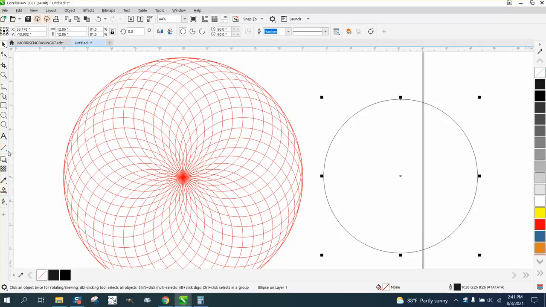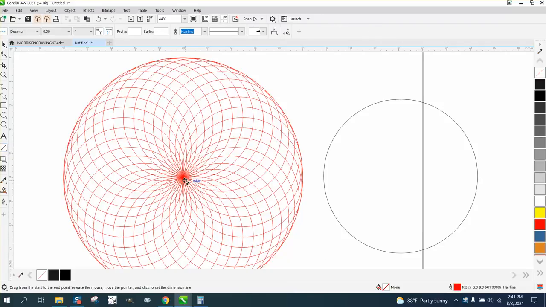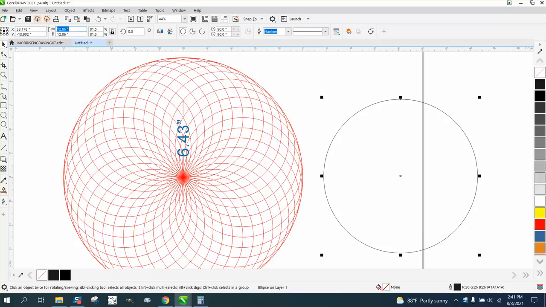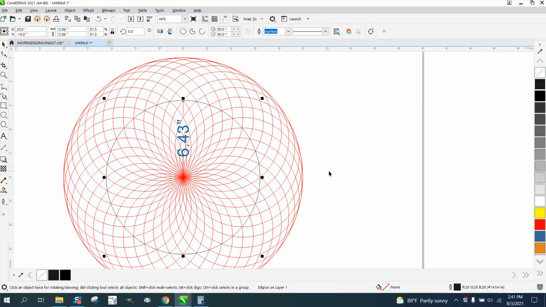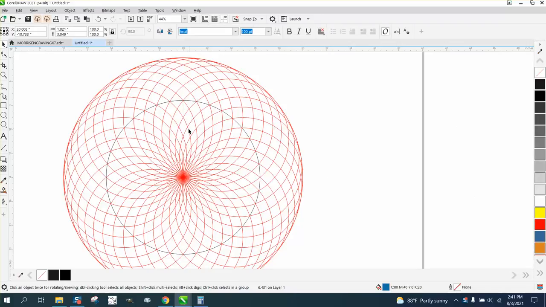If you take your parallel dimension tool and go from the quadrant up to the first intersection, it is 6.43, and then double that, which would be 12.86, and then hit P, it intersects all the intersections of that.